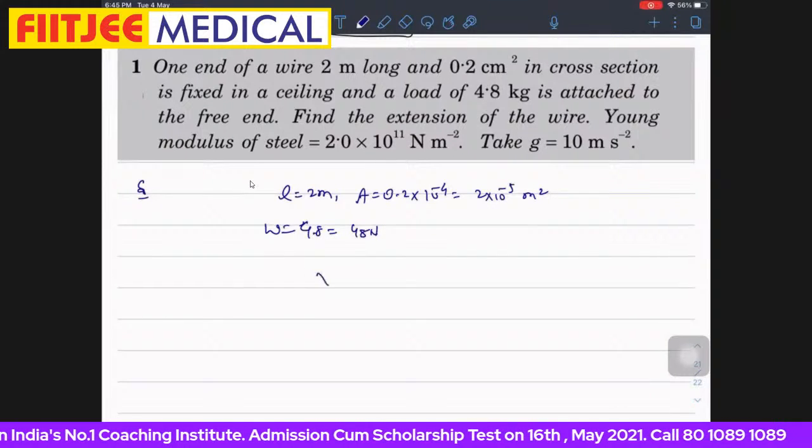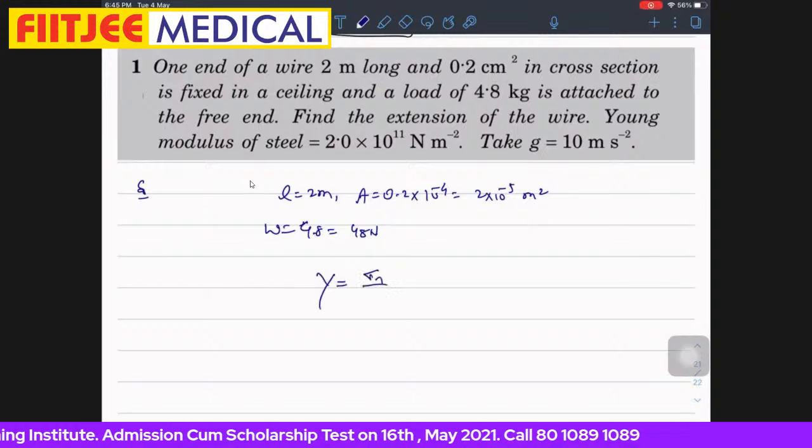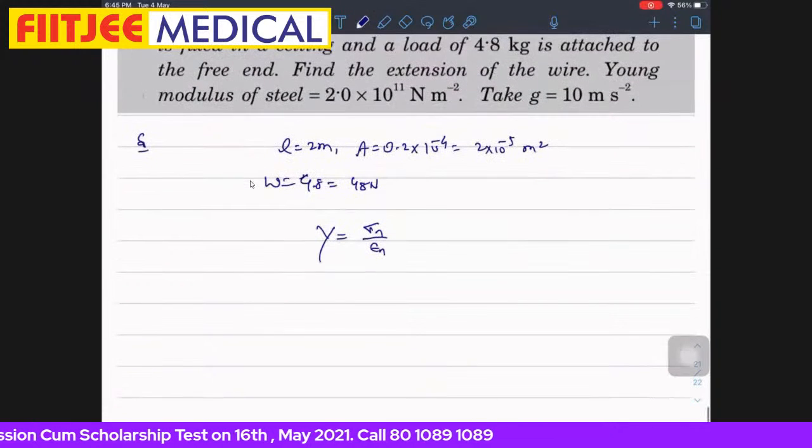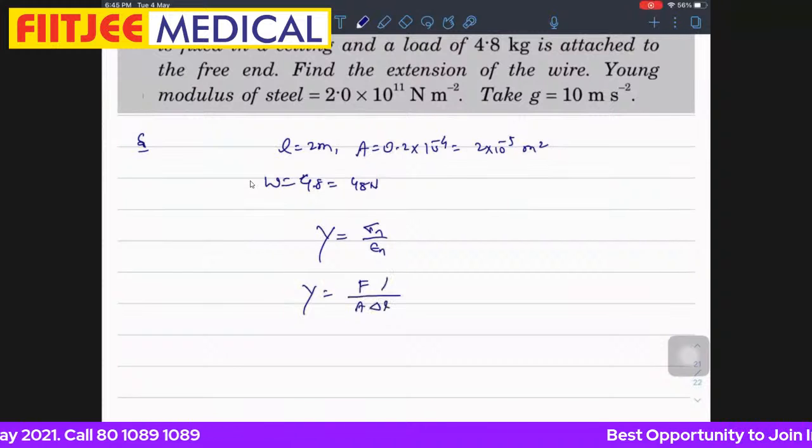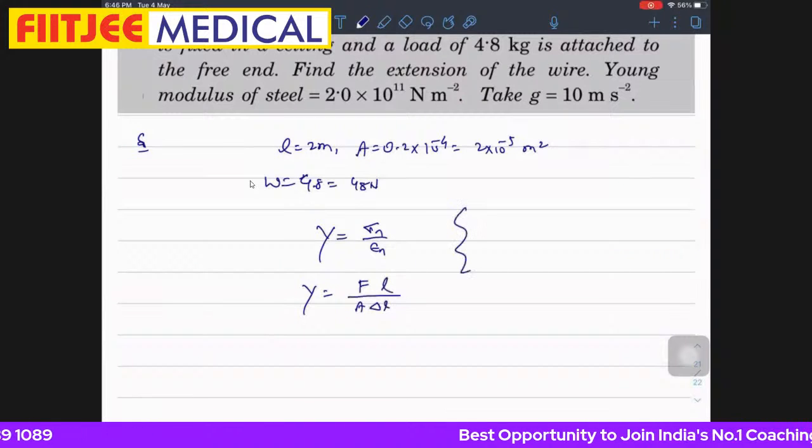We have been given Young modulus. So what do we write for Young modulus? Normal stress by normal strain, so force by area into delta L by L. Normal strain is delta L by L.